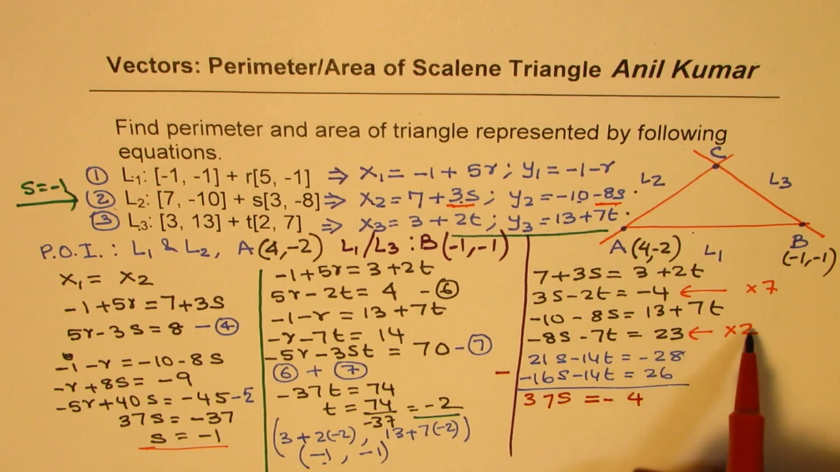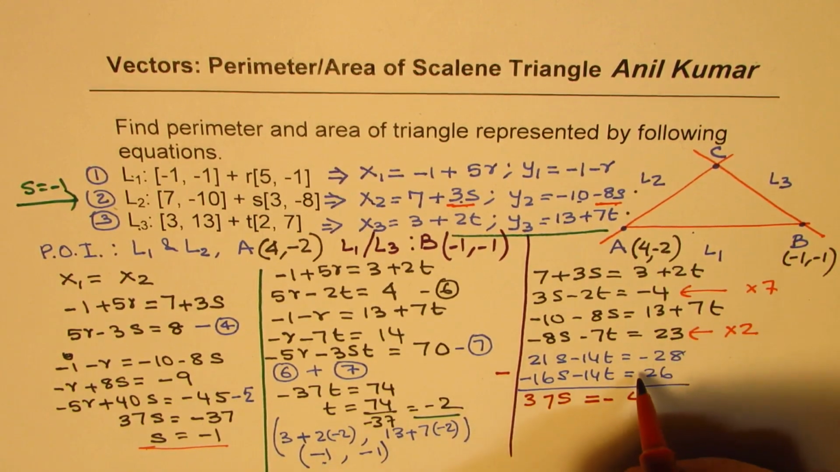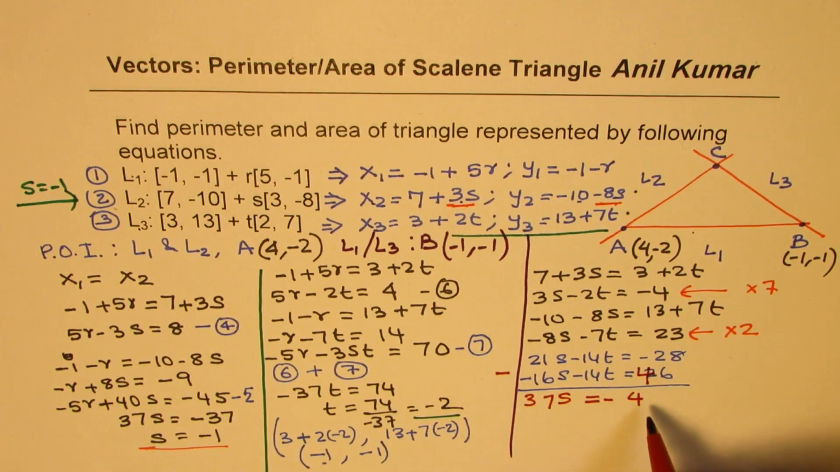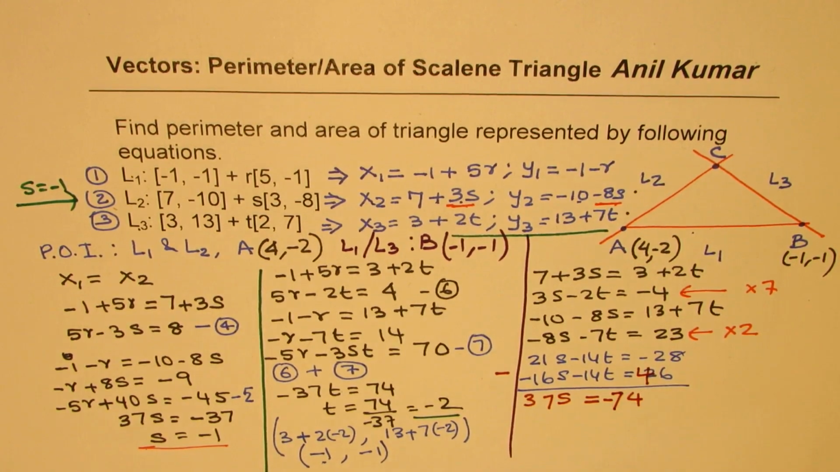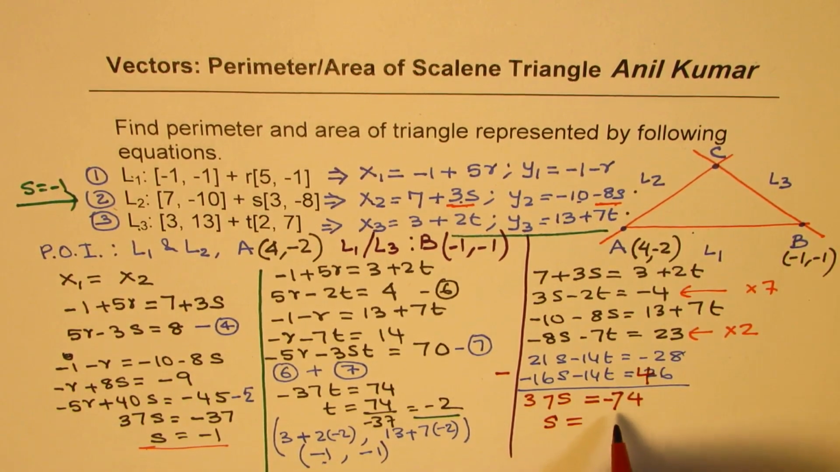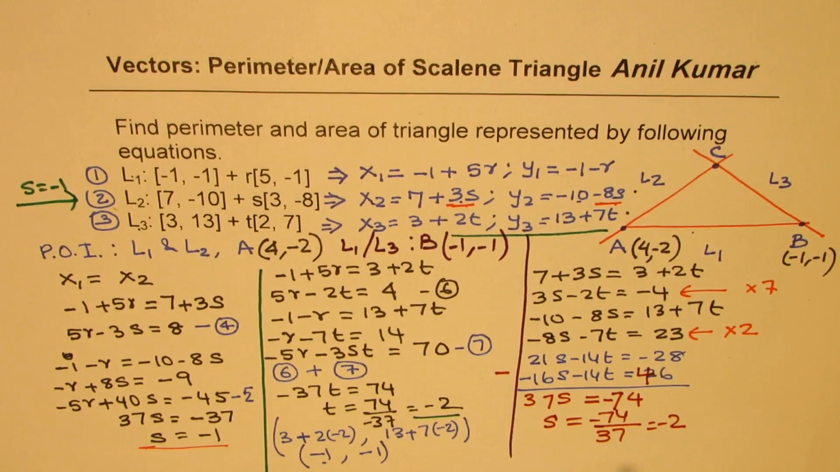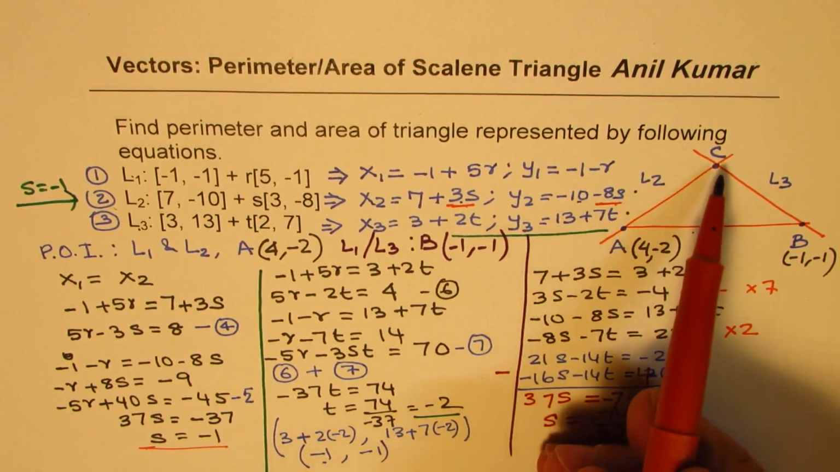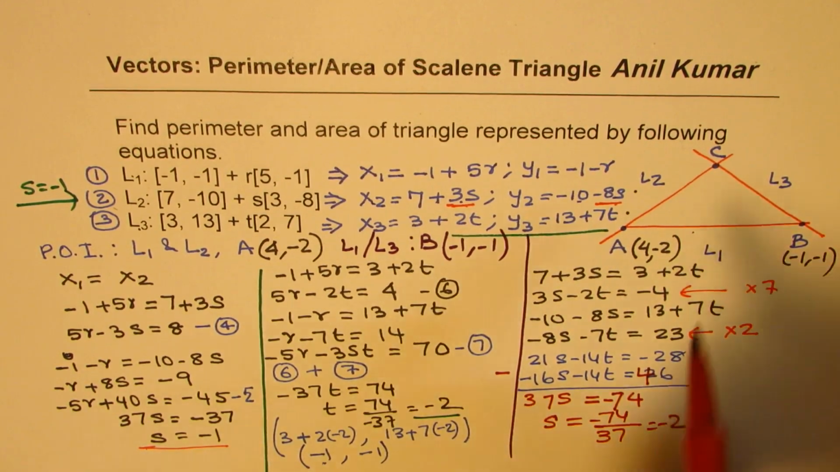I made a mistake. Multiplying 2 by 23 is 46, not 26, right? So it is 46. And when you subtract, you get minus 74, right? So the value of s is equal to minus 74 over 37, which is minus 2. So now, since we know what s is, which is minus 2, we get the point C.